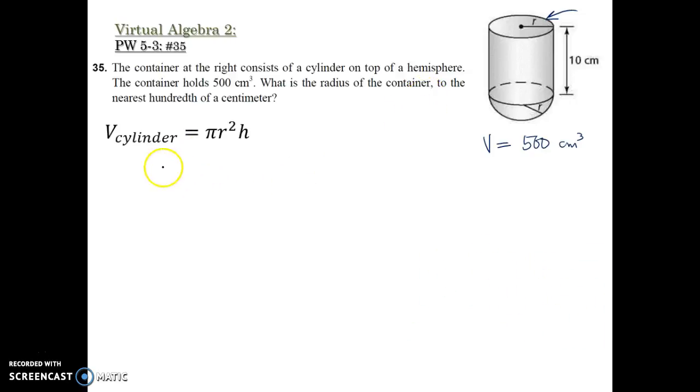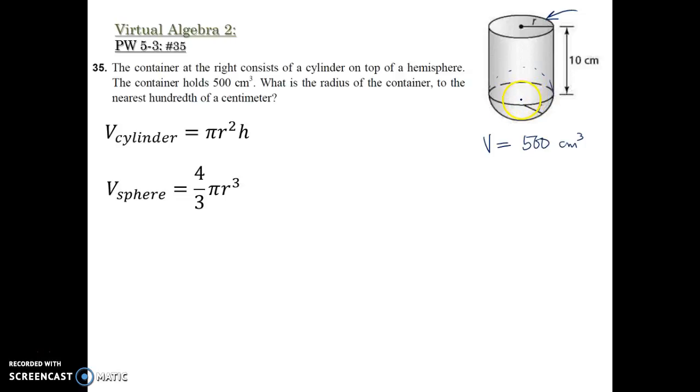Here's one thing. The volume of a cylinder is pi r squared, which is the area of this circle, times h. So the area of the base times the height is the volume of a cylinder. And the volume of a sphere is 4/3 pi r cubed. But that's for a whole sphere. We don't have a whole sphere, we only have half of a sphere. So a hemisphere is half of a sphere.